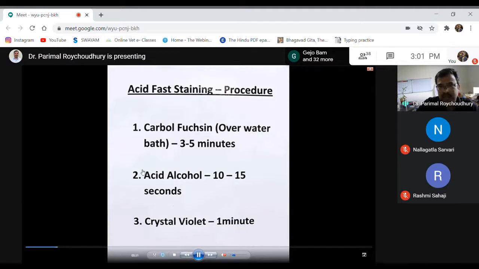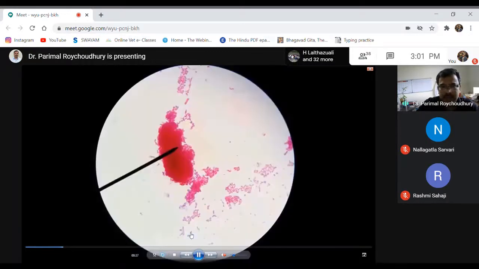Again, the timing varies from lab to lab, and there is crystal violet instead of low fluorescence alkaline methylene blue, but we'll learn about this low fluorescence alkaline methylene blue only.